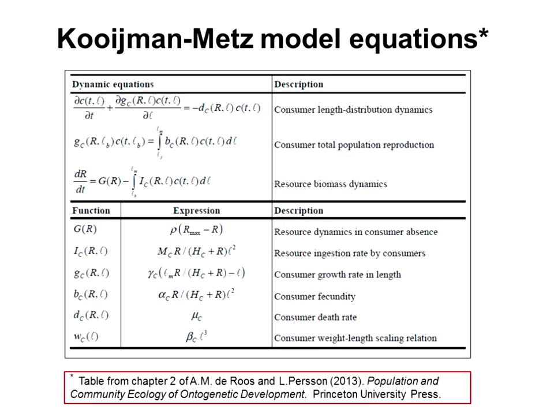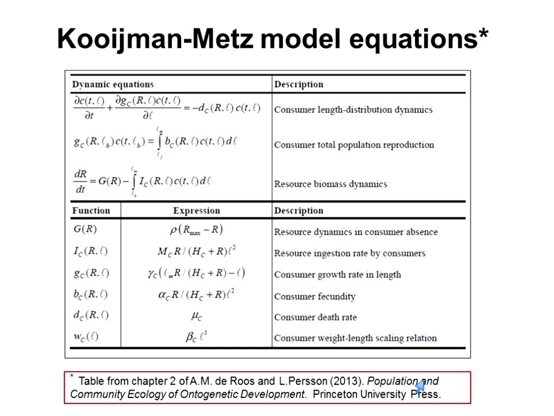what has happened to my slide? Yes, if you do that, you get a set of equations which I have copied here from a book that has very recently come out by Andrew DeRose and Leonard Persson on what they call population and community ecology of ontogenetic development.